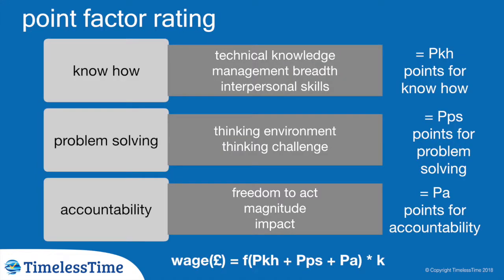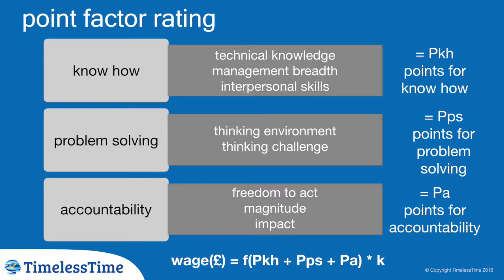And then the fifth method. The fifth method is the point factor rating method. It's the second of the analytical methods. In this case, each job is described by three primary factors: know-how, problem solving, and accountability. And then each is broken down into sub-factors such as technical knowledge, management breadth, and interpersonal skills. Each job is then scored and points given for each of those factors.